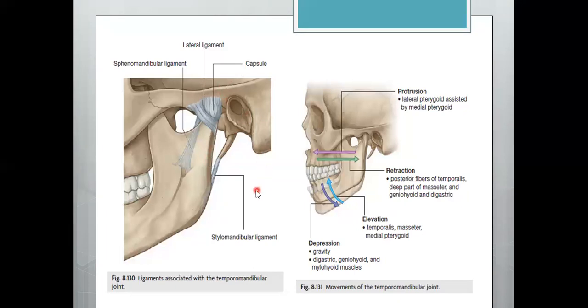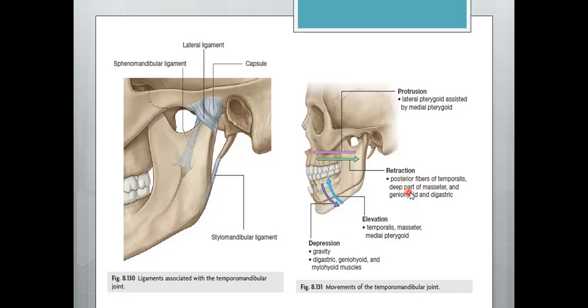The ligaments which are associated with the temporomandibular joints are lateral ligament, sphenomandibular ligament, and stylomandibular ligament. These ligaments help this temporomandibular joint in the movement. The movements of the temporomandibular joint are depression, which is due to gravity and digastric, geniohyoid and mylohyoid muscles. The elevation, which is moving upward, is due to temporalis, masseter, and medial pterygoid.